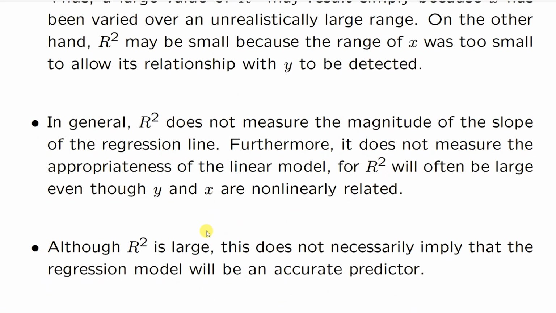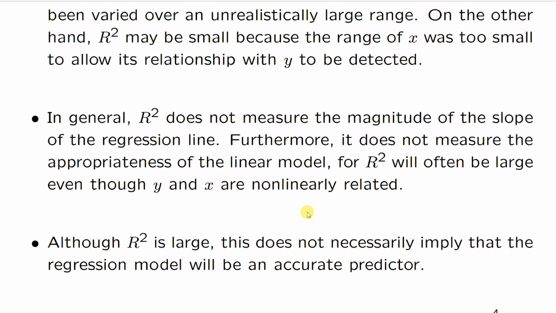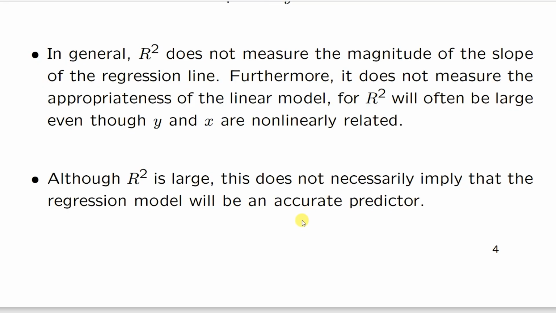In general, R square does not measure the magnitude of the slope of the regression line. It does not measure the appropriateness of the linear model because R square can be large even though x and y are non-linearly related. So thereby we can conclude that although R square is large, this does not necessarily mean that the regression model will be an accurate predictor.